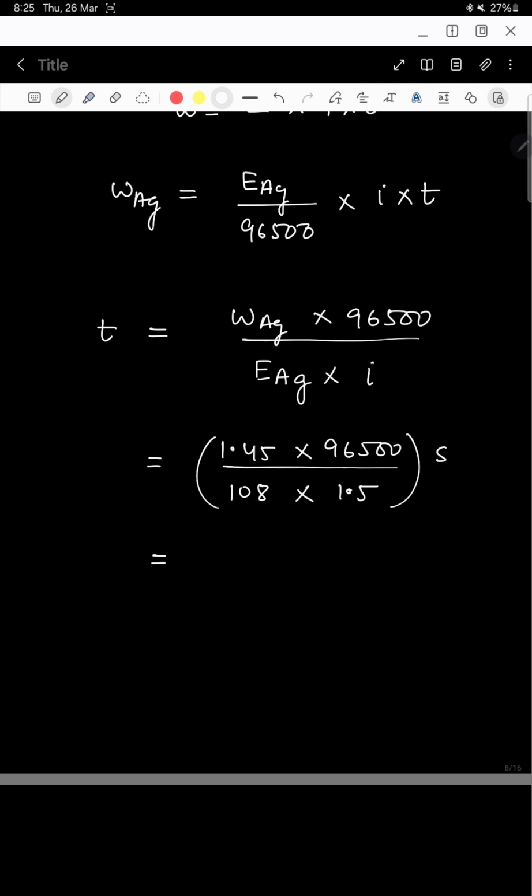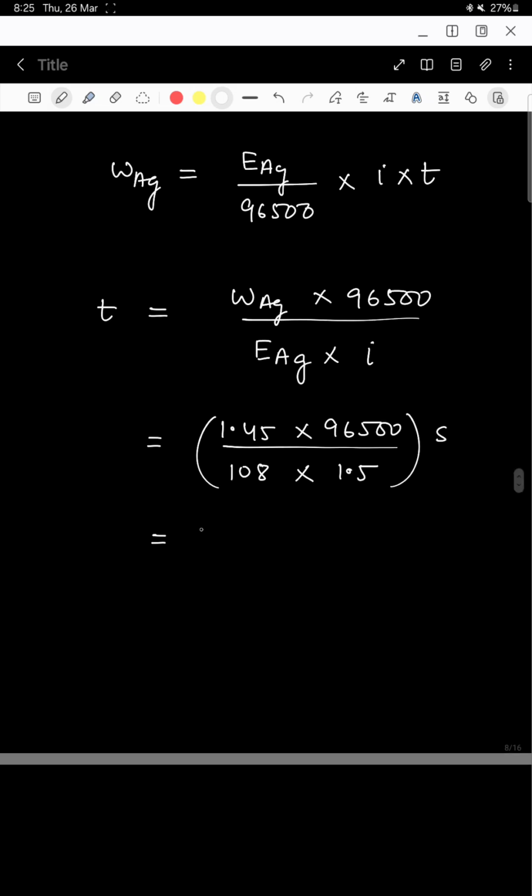So I will calculate it quickly using the calculator. 1.45 into 96500 divided by 108 divided by 1.5. So it is 863.734 seconds. So this is the time.